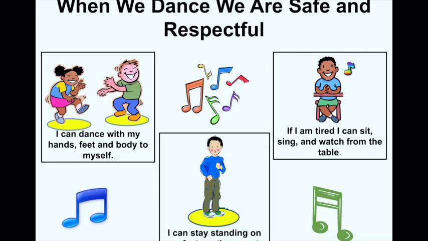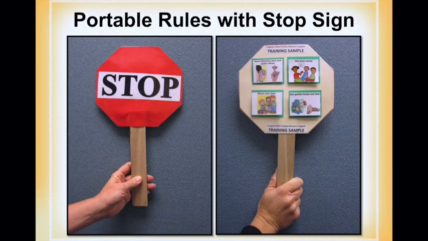And then here's an example of portable rules. So this illustrates a rule sign that one teacher uses outside or takes with her on field trips. So it has a stop sign that can be really helpful for maybe lining up, or interrupting a challenging behavior that's happening or about to happen. On the other side are some rules that are removable, and then they can be used as a prompt for a child.